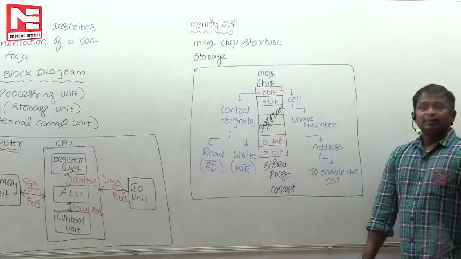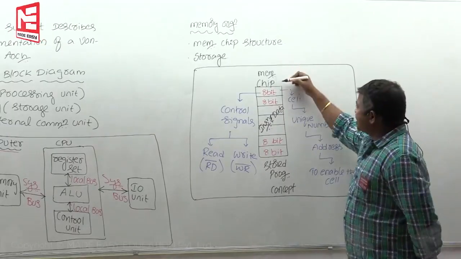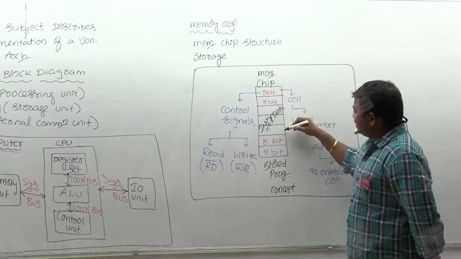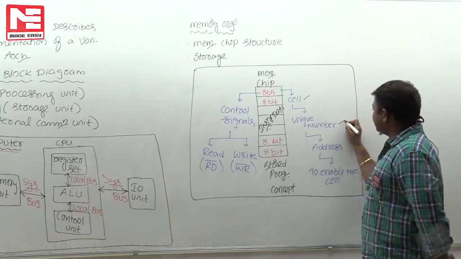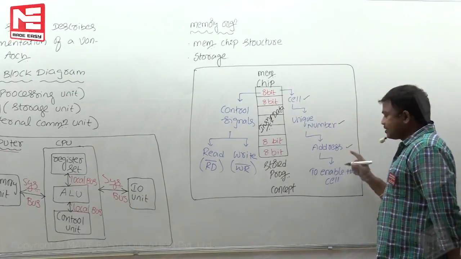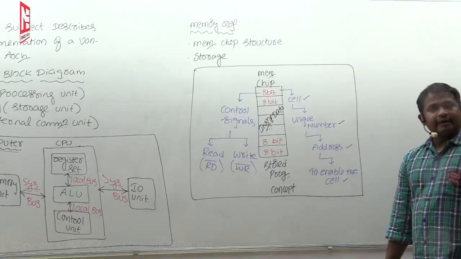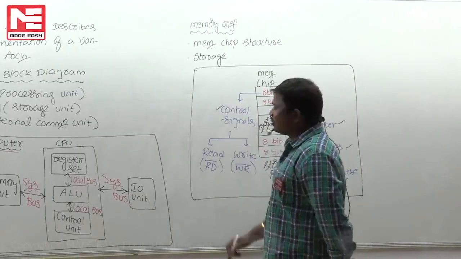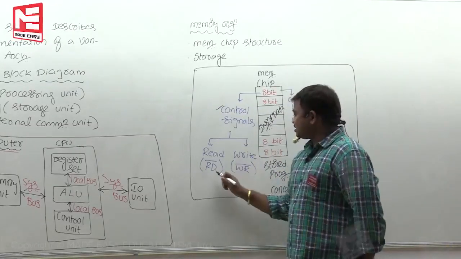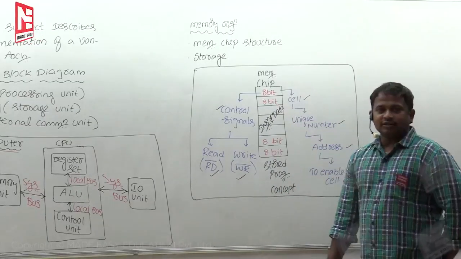Okay, see the diagram once again. Memory chip is divided into equal parts. Each part in the chip is called a cell. Every cell is identified with a unique number. That unique number is called the address. Address is used to enable the cell. Enable the cell for what purpose? That is specified with a control signal. Control signals are of two kinds, read signal and write signal. They are active low signals.